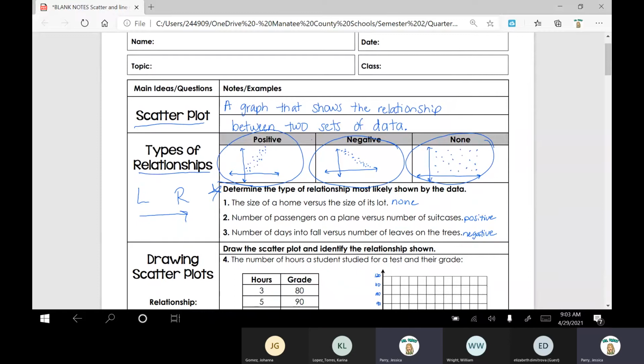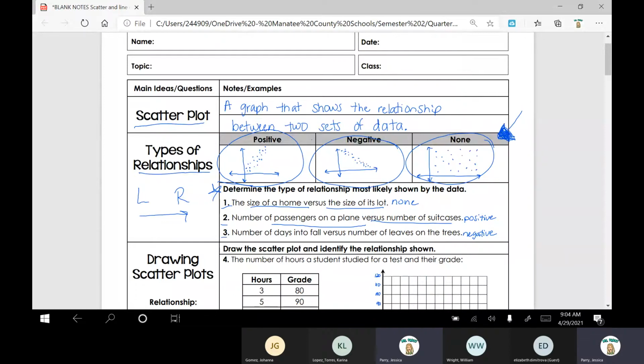Then our next thing here, sometimes we can determine the type of relationship that would be most likely shown by the data. Our first one, if you have the size of a home versus the size of its lot, if you were to graph it out, it would look like this one here. It would look like there's no correlation at all. Whereas number two, the number of passengers on a plane versus the number of suitcases, that one's going to be positive because the more passengers you have on your plane, the more suitcases there's going to be on the plane. So that is positive.